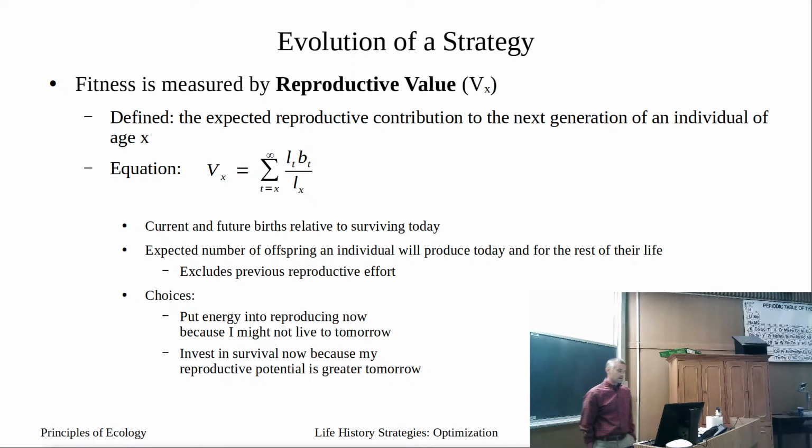The equation is this. The sum from t equals x up to infinity, so to the rest of the life of the individual, of L sub t B sub t divided by L sub x.